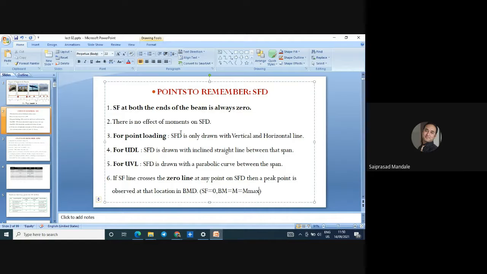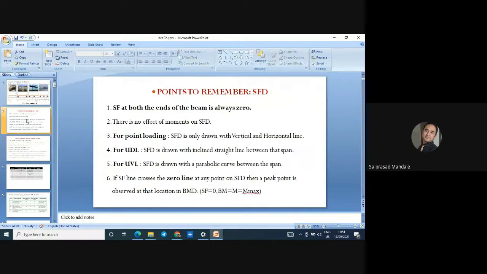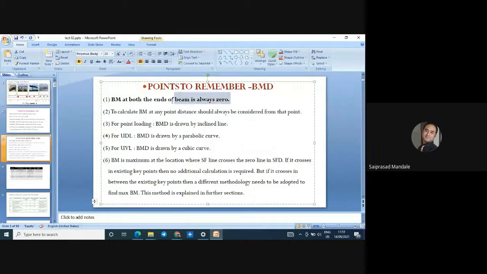Next. Bending moment at both ends is always equal to 0. Just like the shear force at the extreme end is always equal to 0, in the similar way, the bending moment at the extreme end is always equal to 0. Second point, to calculate bending moment at any point, the distance should always be considered from that point.